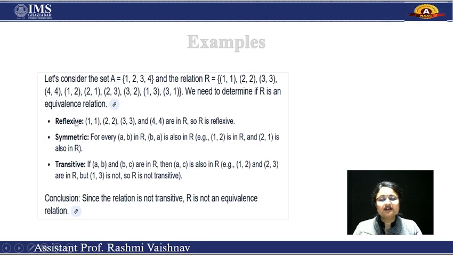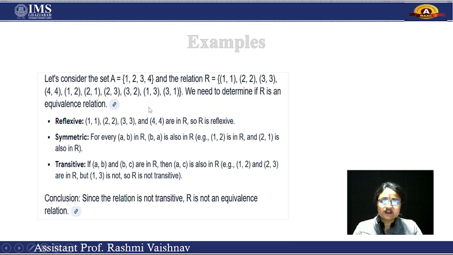Let's move on to an example so that you will understand this topic more clearly. Let's take a set with four elements: 1, 2, 3, 4, and the relation is already described here. (1,1), (2,2), (3,3), (4,4), (1,2), (2,1), (2,3), (3,2), (1,3) and (3,1) are the ordered pairs in the relation. We just need to find out whether this R is an equivalence relation or not.